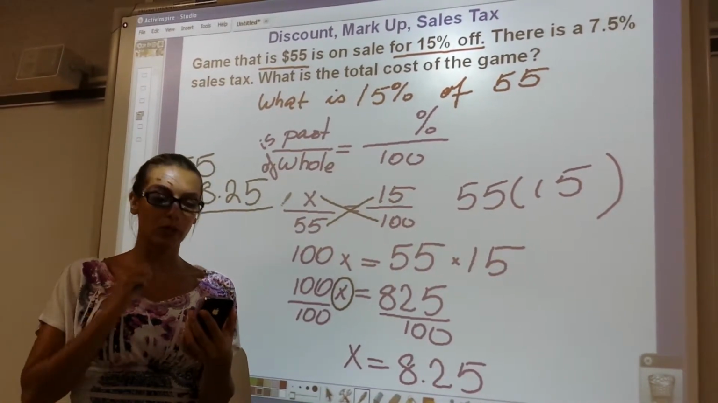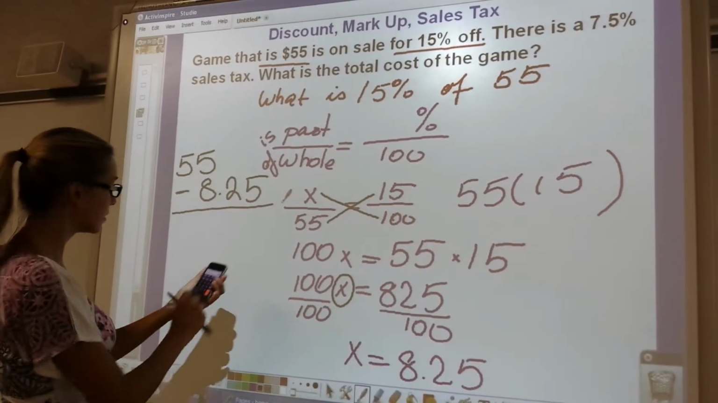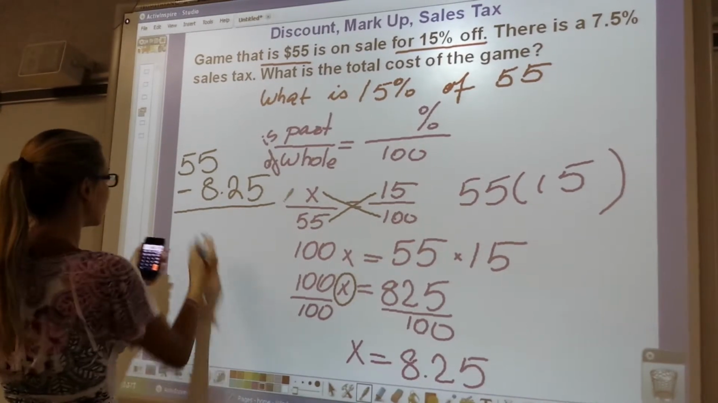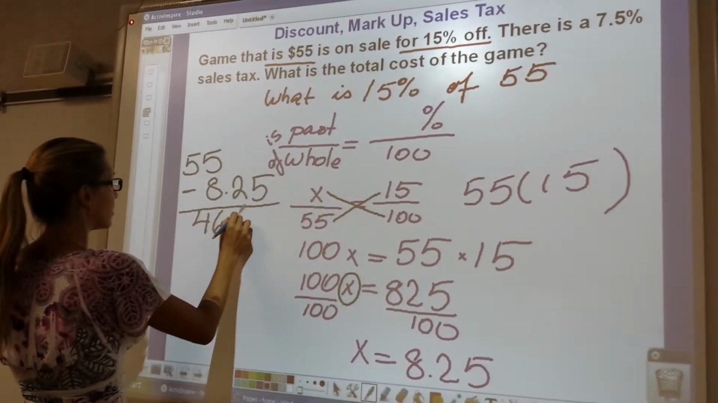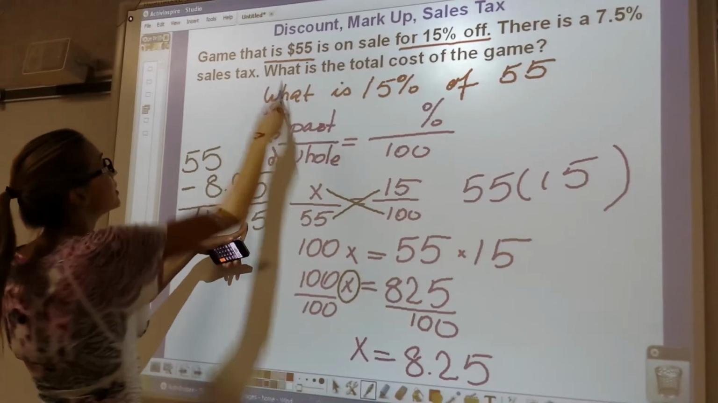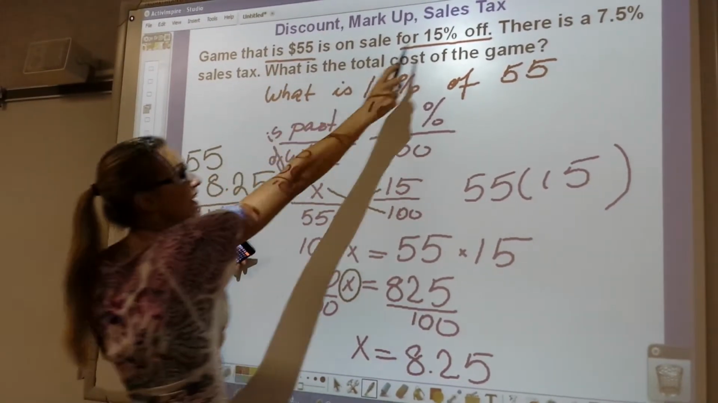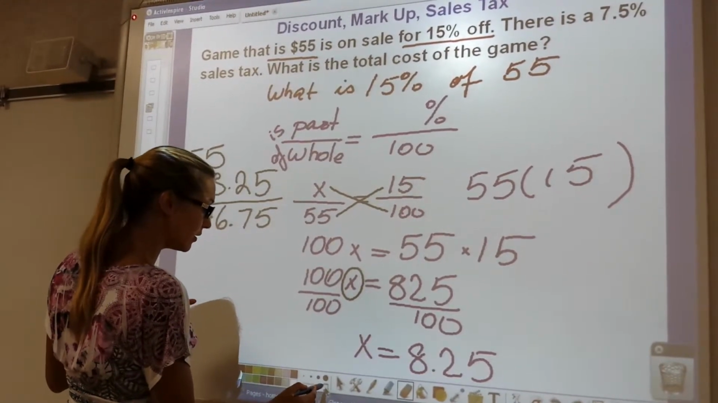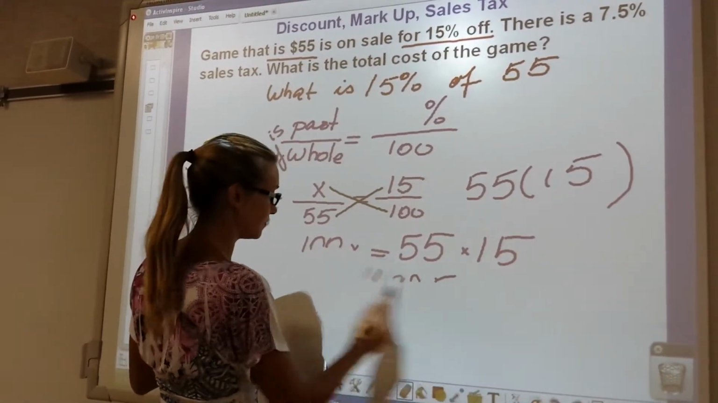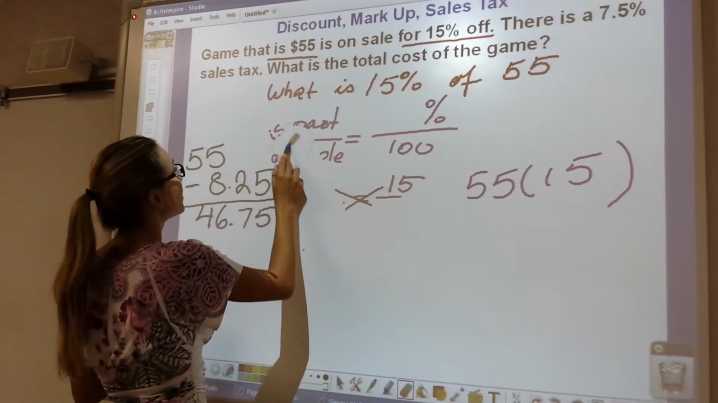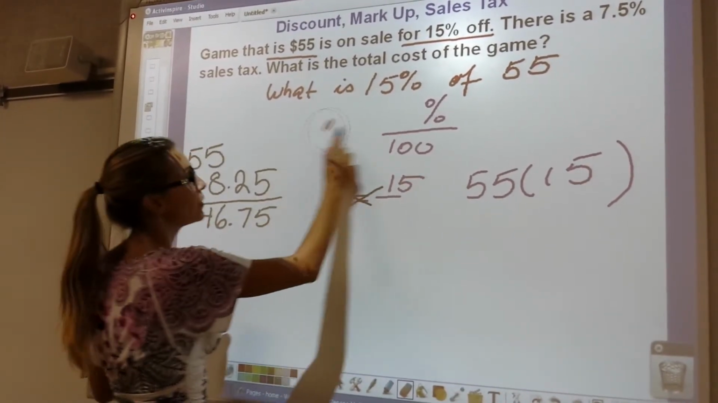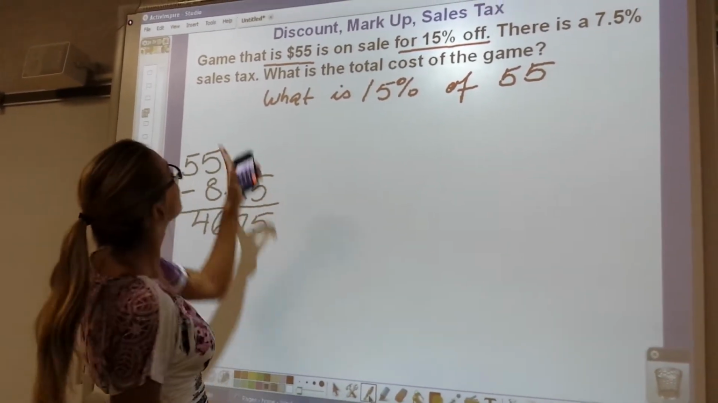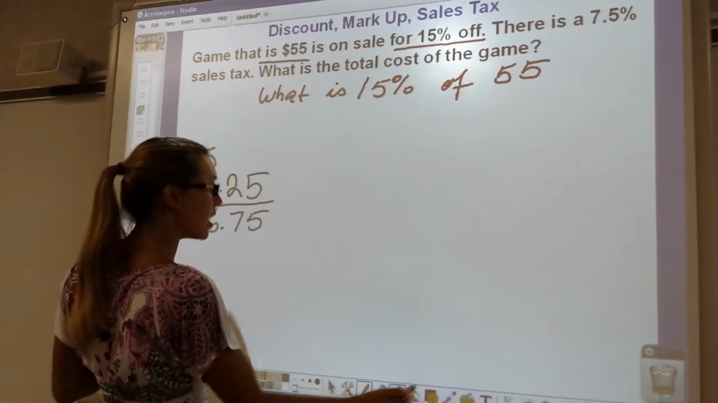We can use them, we will use them. We got the tools, utilize them. 55 minus 8.25 equals $46.75. That is the cost of the game after the 15% off. Alright, so now you know, when you go to the register, they're going to tell you that is all great, however you have to add the tax to it. What is my tax? What does it say? The tax is 7.5%.